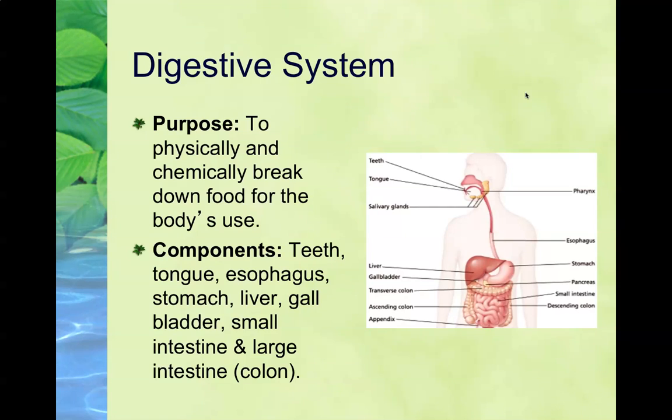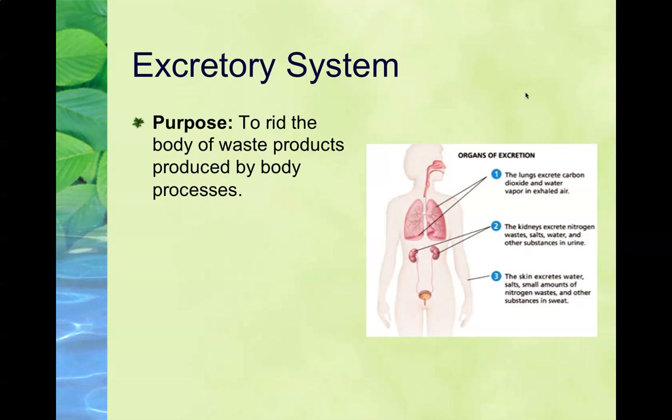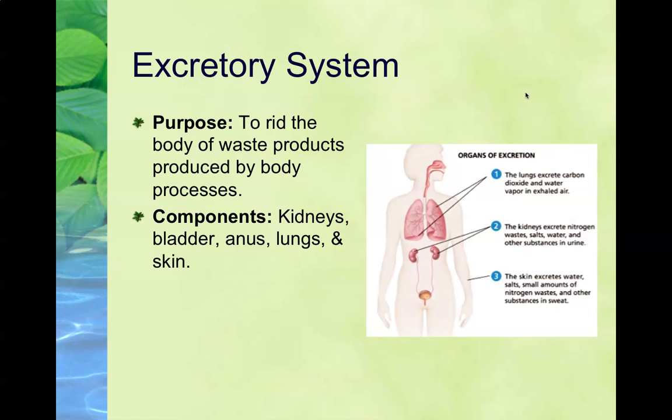Now, we're going to talk about the excretory system. The excretory system is the part where we get rid of stuff. So the whole point of the excretory system is to get rid of the body's waste products that we don't want in the body. All right, and obviously there are a couple of different things that do that. Kidneys, of course, the bladder, so we think about the urinary system. But keep in mind, the anus is part of the excretory system because that's where solid waste leaves.